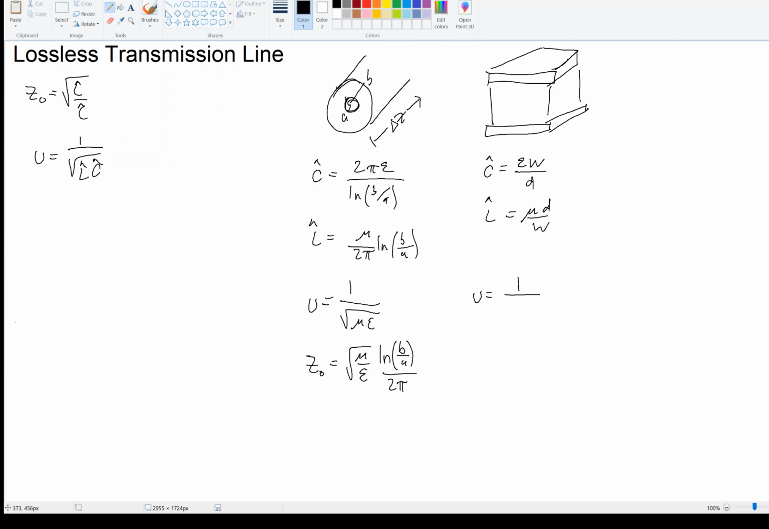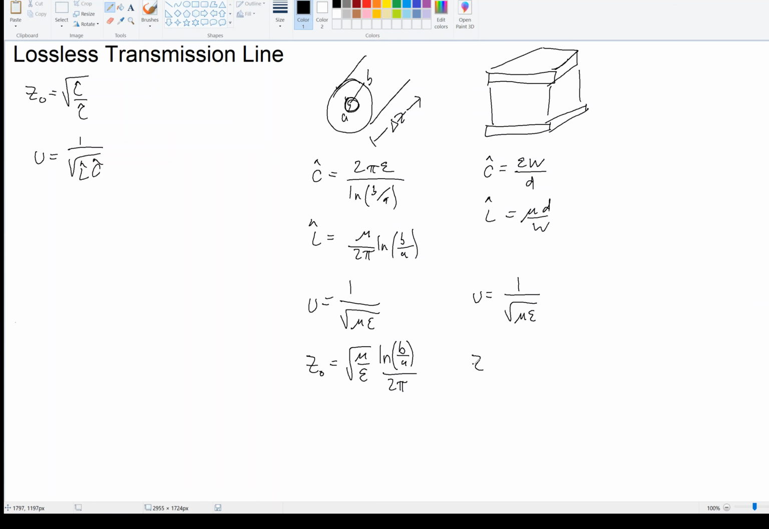Okay, so what do we have here then? We've got, if we take L times C, you'll see a lot of nice things happening. Again, the D cancels, the W cancels, and again, we're left with 1 over the square root of its permittivity times its permeability. So the speed in a microstrip line, the speed of the wave, is the same as the speed of the EM wave in the coaxial line.